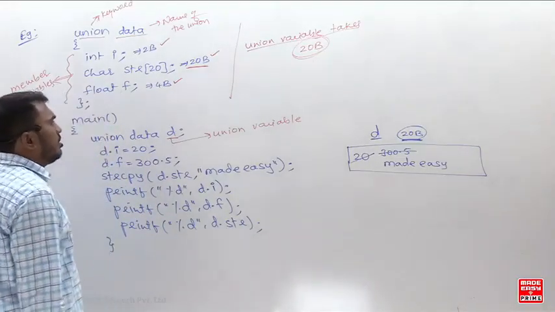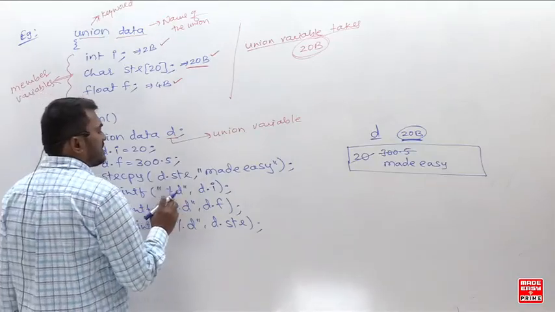Is that clear? Right? Okay, understand here. And next, if I say printf percentage d dot i.